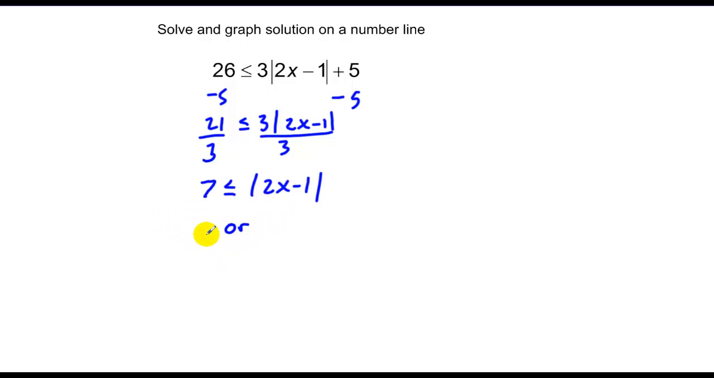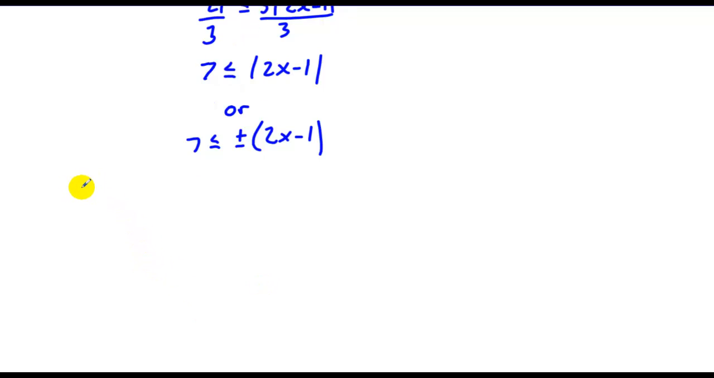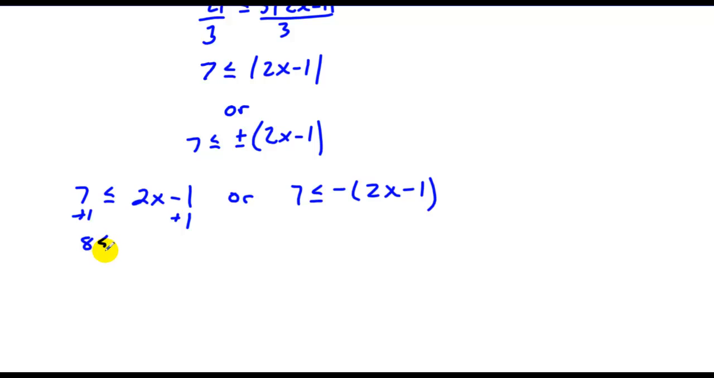And now I need to go my plus or minus. So I have 7 less than or equal to plus or minus 2x minus 1. Set up my two equations from here. 7 less than or equal to 2x minus 1, or 7 less than or equal to the opposite of 2x minus 1. Add 1 to both sides. Get 8. Or distribute, or in this case I'm going to divide by a negative 1, giving me a negative 7.